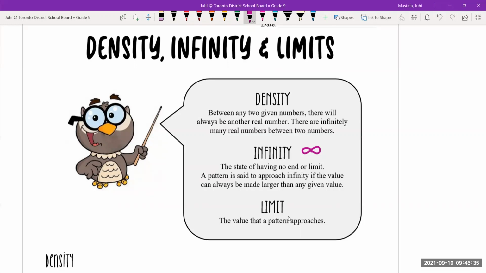Limit. Limit is the value that a pattern approaches. So for example, if I were to say, name every number up till the number 3, that means the limit that I'm setting is the number 3. I want you to stop at the number 3. So you could say 0, 1, 2, 2.1, 2.2, 2.3, 2.4, all the way to 2.9. Then you can say 2.99, 2.999. Of course, you'll never reach the number 3 because there's an infinite number of numbers before you reach that limit. But I put a stop to the numbers, right? That is how you would describe a limit.